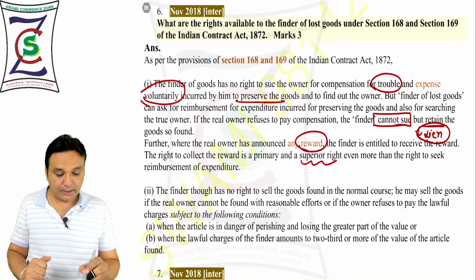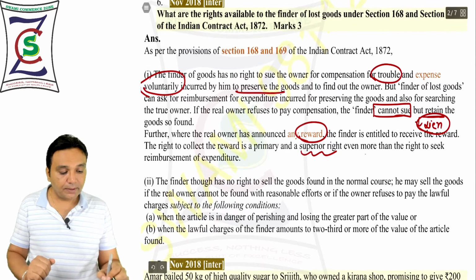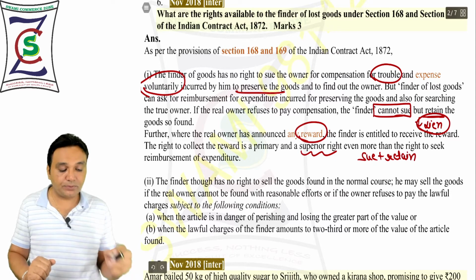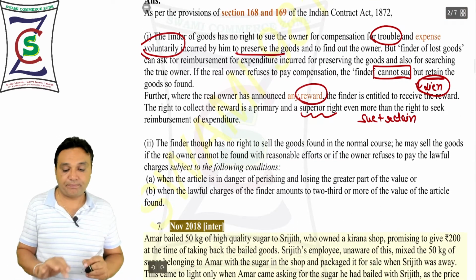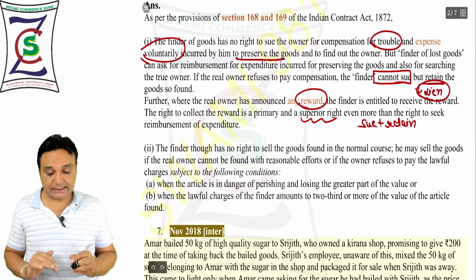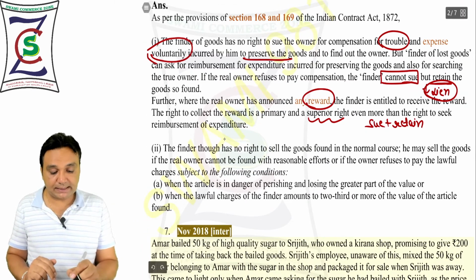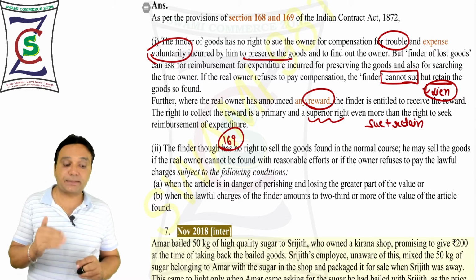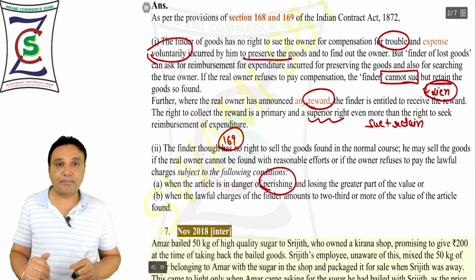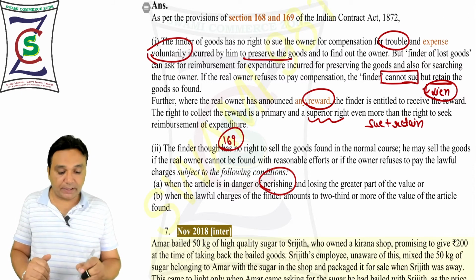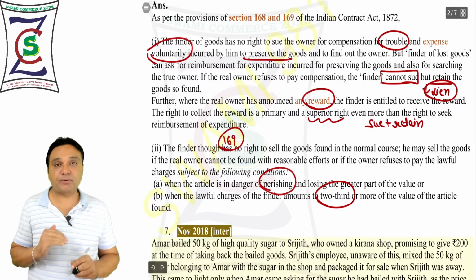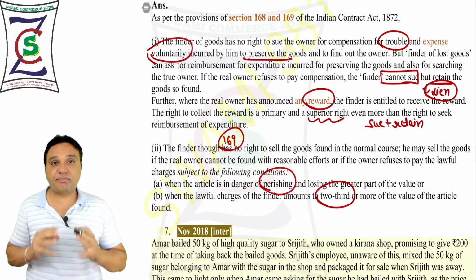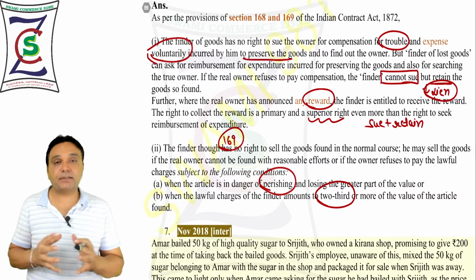So here you can file suit also and can retain the goods as well. Now this is under section 168. Now going to section 169. In 169, as a finder, you can sell the goods, and you can sell the goods only when they are perishable in nature, and the expenses of the finder are at least 2/3 of the value of the goods, or even you can add certain points. The owner is untraceable or refuses to take back the goods.